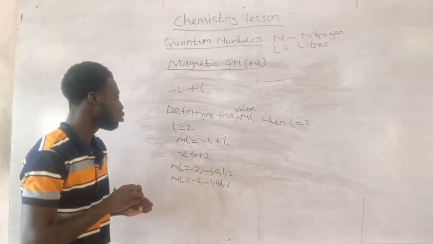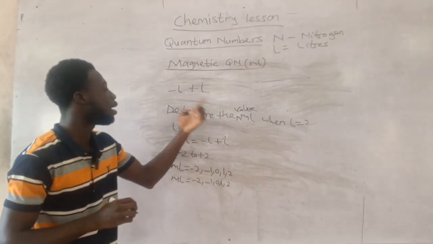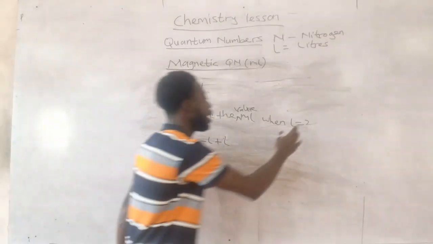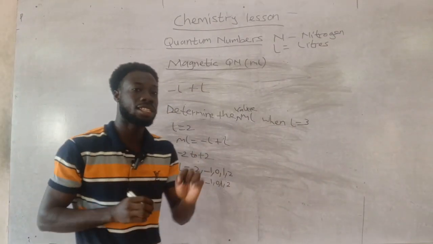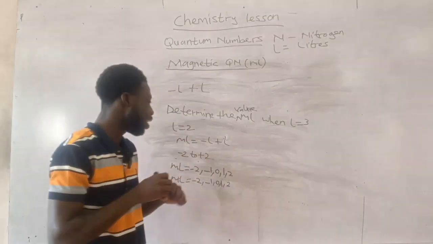Is that right? So solve this question: determine the value of ml when l is equal to 3. Solve it and leave it in the comment section. Is that right?